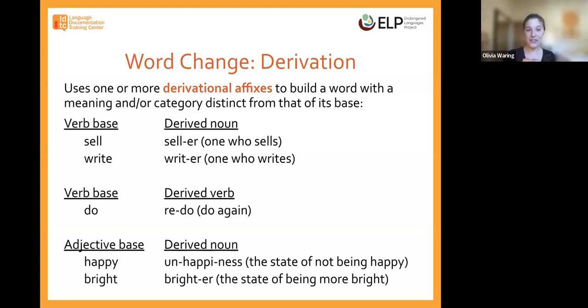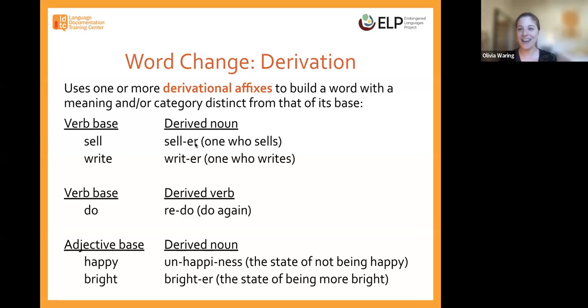And now if I start adding derivational affixes, I can arrive at brand new words, and these words might be totally different parts of speech. So we had the verb sell, and we created the noun, the derived noun seller, meaning some person who performs that selling operation.